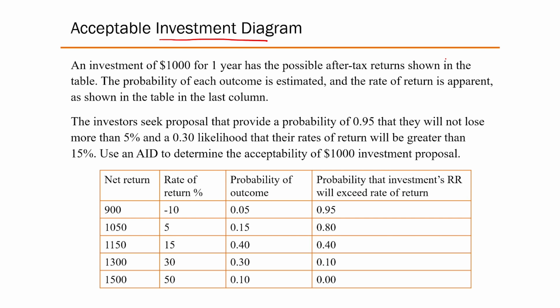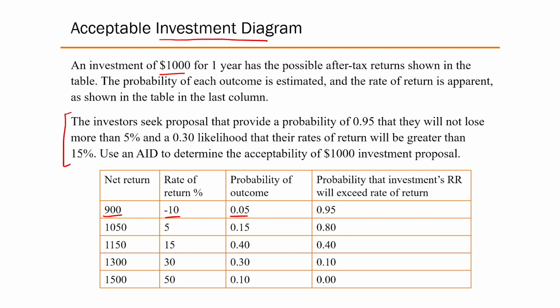So an investment of $1,000 for 1 year has the possible after-tax return. This is shown in the table. The probability of each outcome is also given to you, and the rate of return is apparent and shown in the table. If the net return is 900, the original investment was $1,000. So you have made minus 10% of return, right? And the probability of that outcome is already given to you, 0.005 in this particular case.